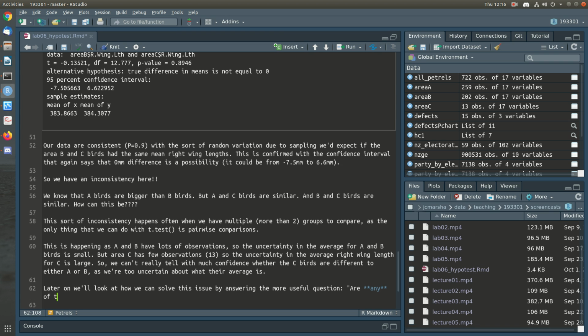Are any of the areas different, or are they all the same?